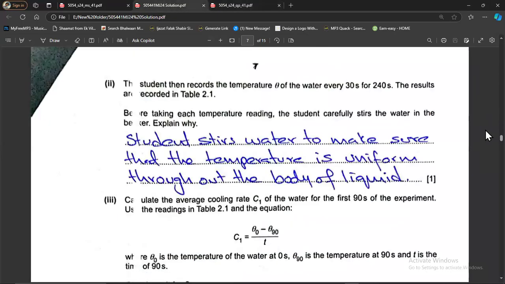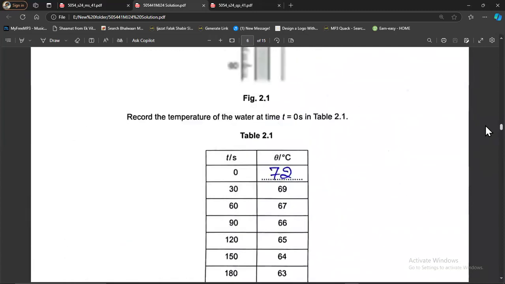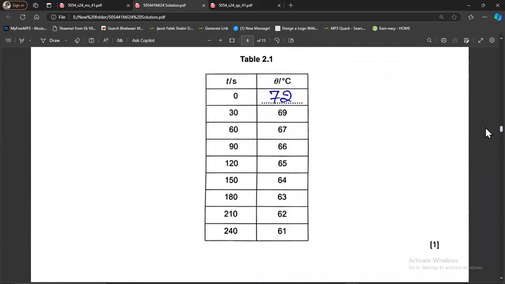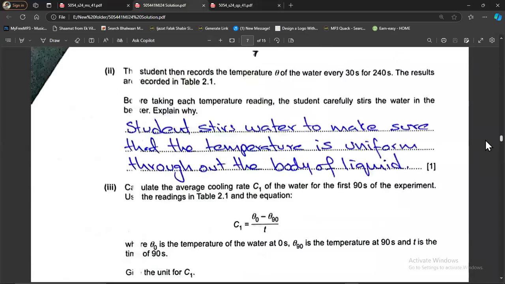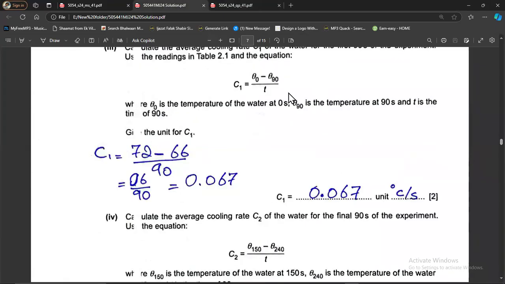You see, if you look at this table, when the time is 0, the temperature is 72. And when the time is 90, the temperature is 66. So we will put the values in this, and the time for this change is 90 seconds. So 72 minus 66, and that will be 6 degrees centigrade.